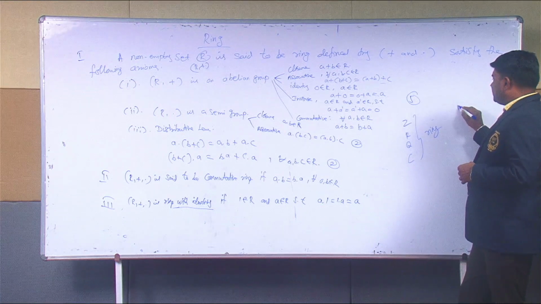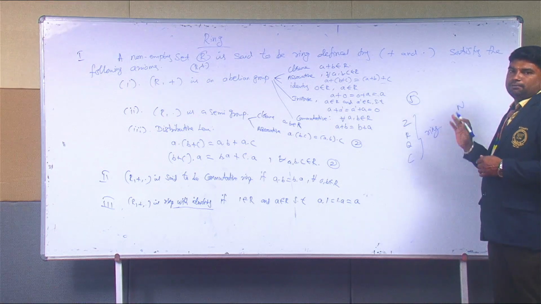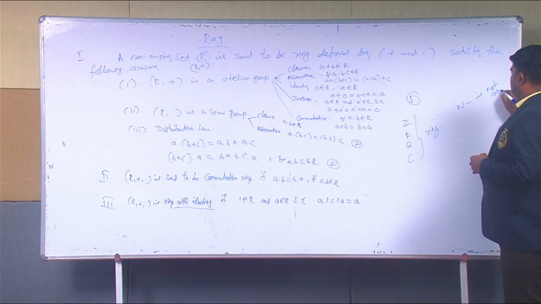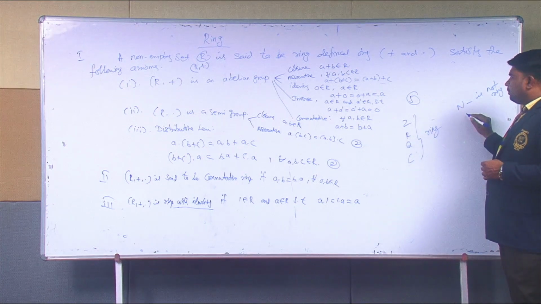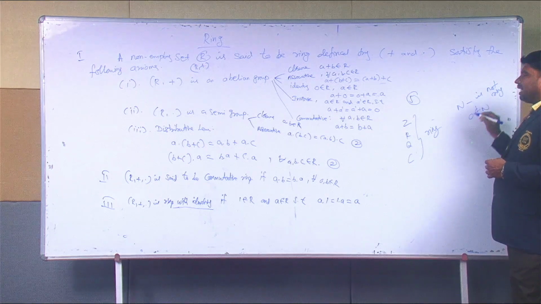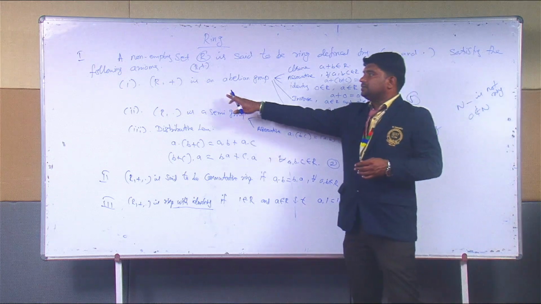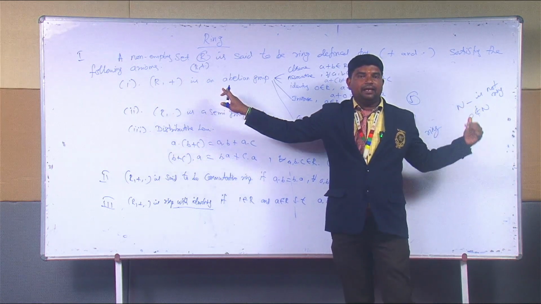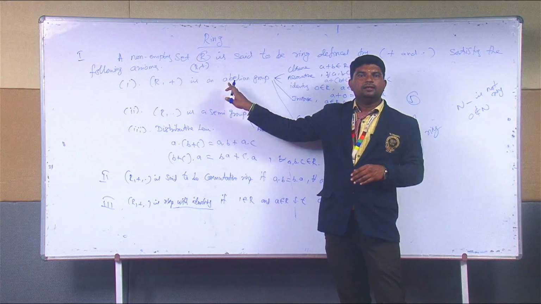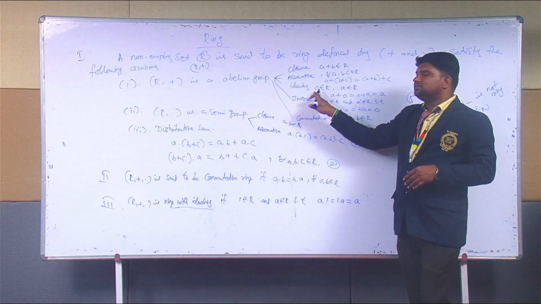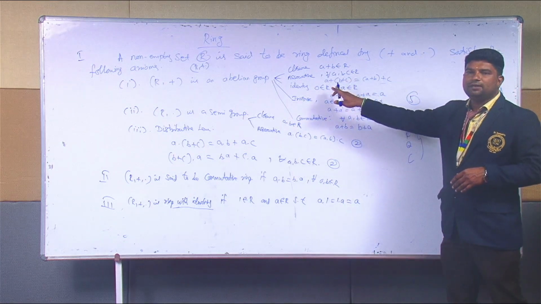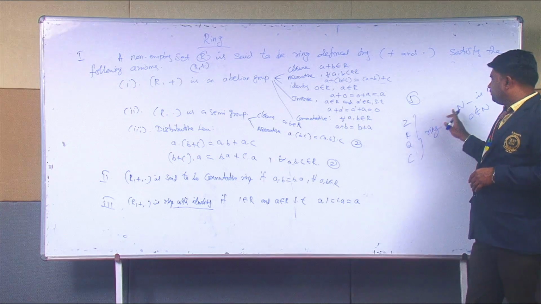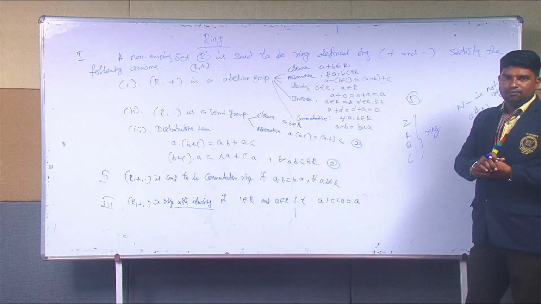What about N? N is the natural numbers. The natural numbers do not form a ring. Why? Because the natural numbers do not contain 0, so 0 does not belong to capital N. In the first axiom, R comma plus, if I take N, the natural numbers do not contain 0, so the identity element 0 does not belong to N. So the identity axiom is not satisfied, and the inverse axiom is also not satisfied. Therefore the natural numbers N are not a ring.